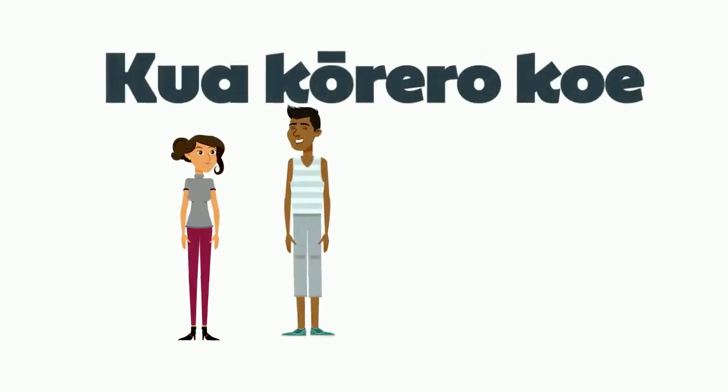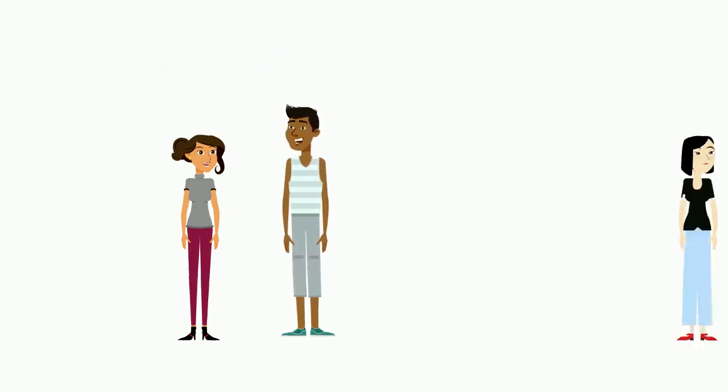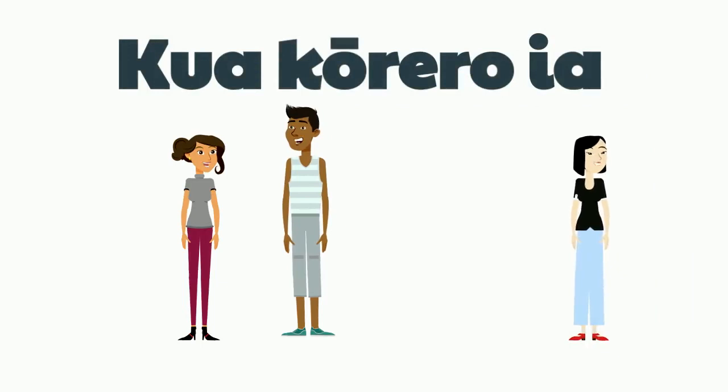Kua kōrero o. I have spoken. Kua kōrero koe. You have spoken. Kua kōrero ia. He or she has spoken. Notice that the verb does not change, no matter who has done the action.